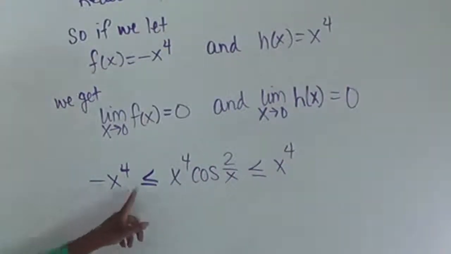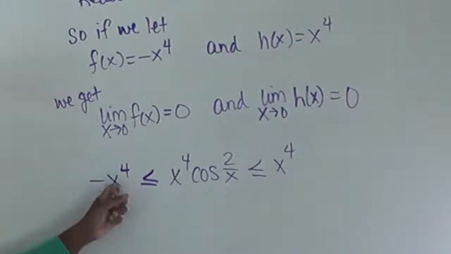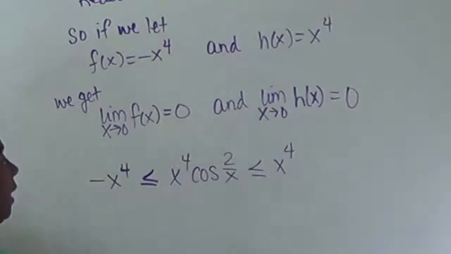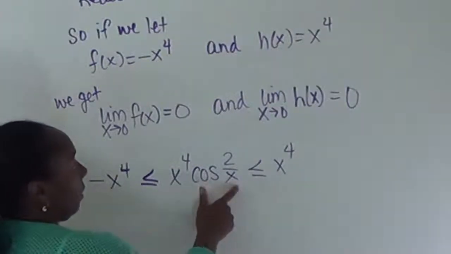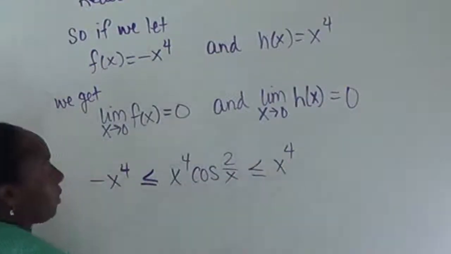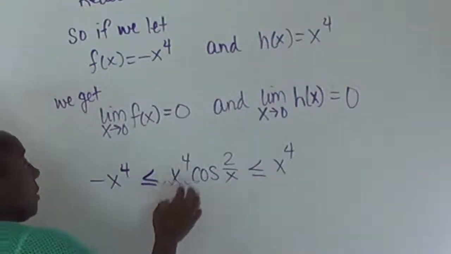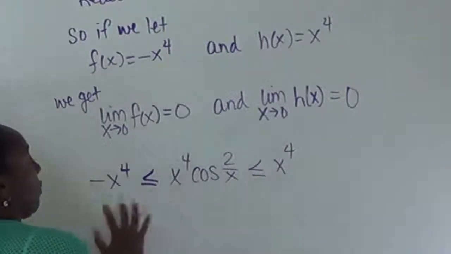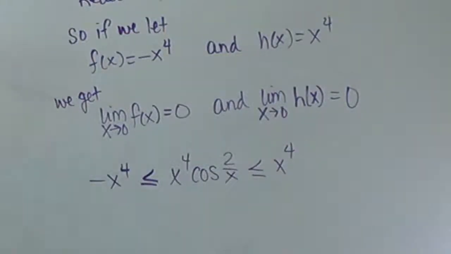And so if I look at the functions, we can clearly see that negative x to the fourth is always less than or equal to x to the fourth. And if this is at most 1, going down to negative 1, this value is always smaller than x to the fourth. And if this is at least negative 1, then this value is always bigger than or equal to negative x to the fourth.